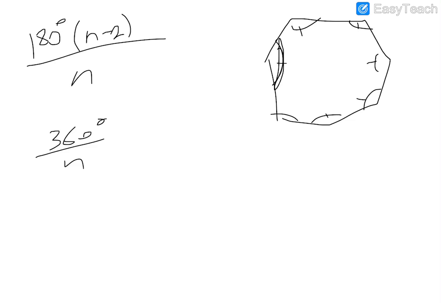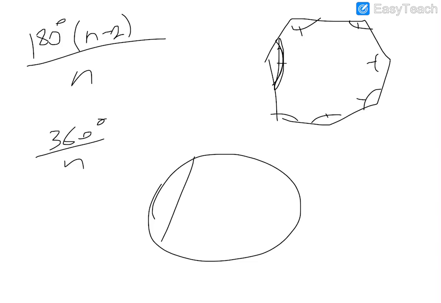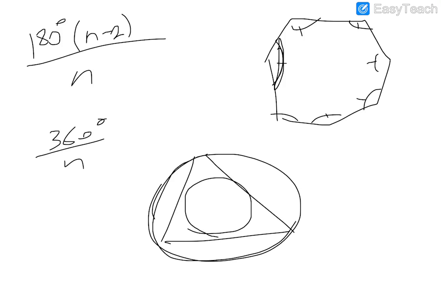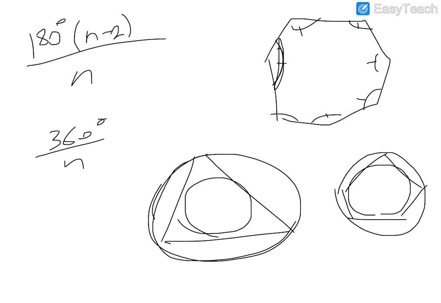Now, an interesting property of regular polygons is that you can draw a circle that touches all of its points. So it can touch all of its vertices, and you can also draw a circle inscribed inside that touches all of its sides. And this works for basically any regular polygon where all sides are equal and all interior angles are the same. You can draw a circle inscribed inside or outside, touching all its vertices and all its sides.